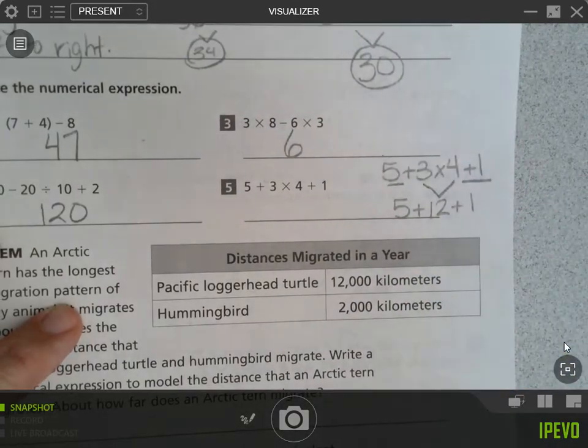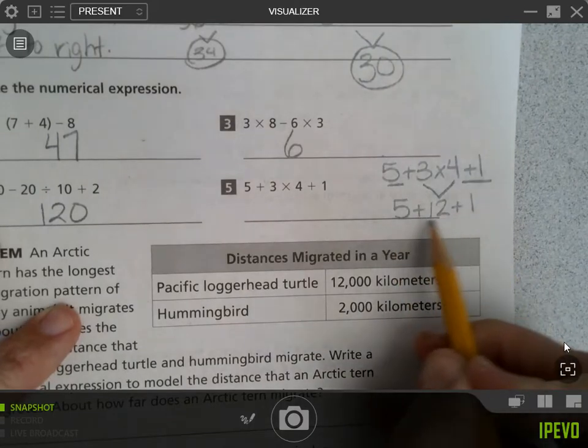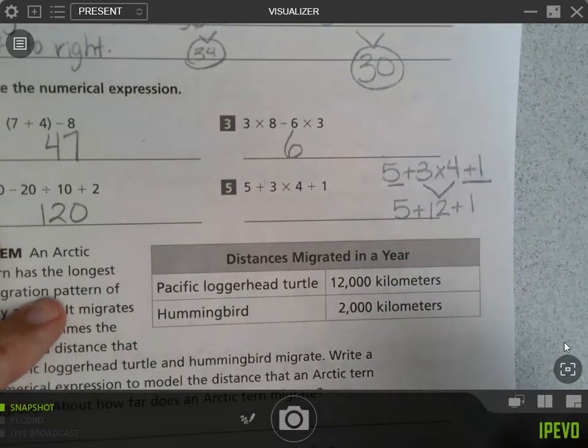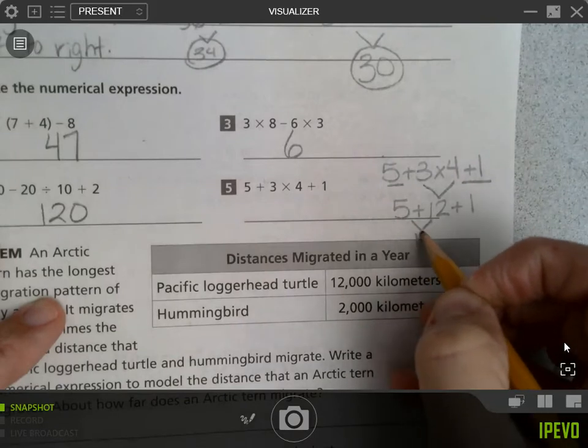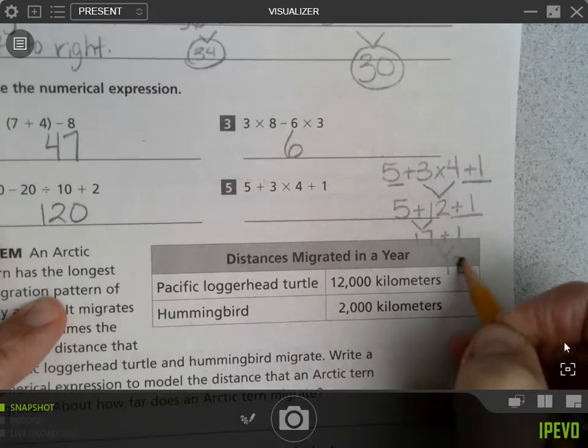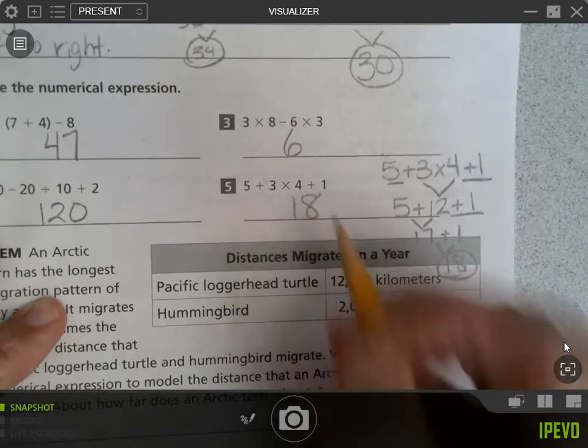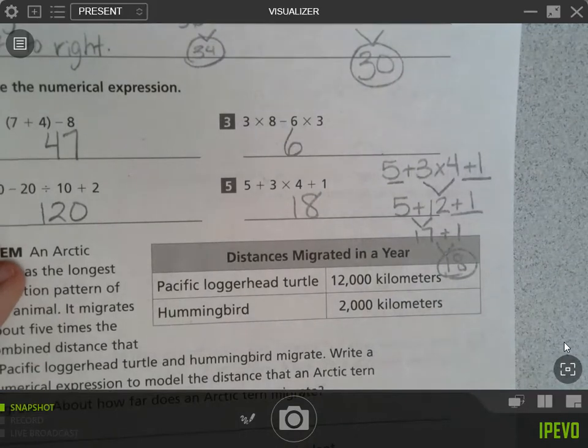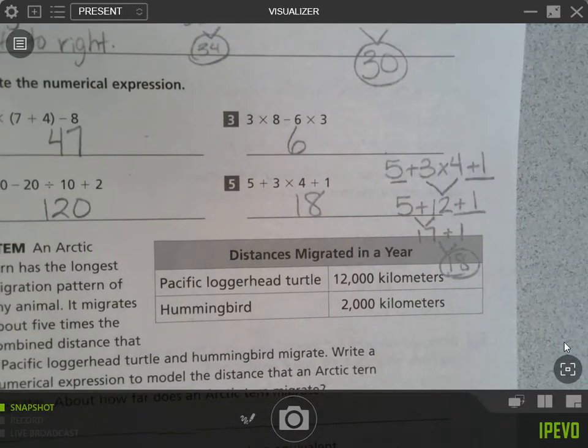No more multiplying or dividing. Add, subtract. I have addition. I'm going to work left to right. 5 plus 12 is 17. I'm going to bring down that plus 1. 17 plus 1, gold medal 18 right there. Excellent. All right, I hope you're doing good.